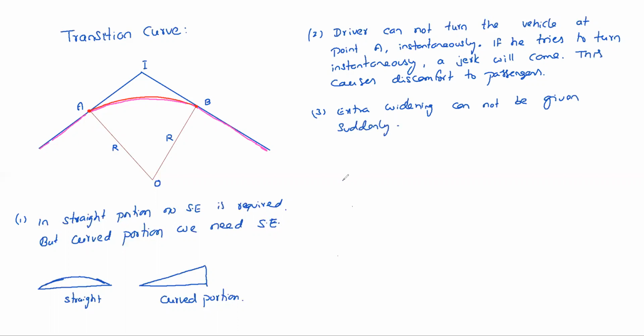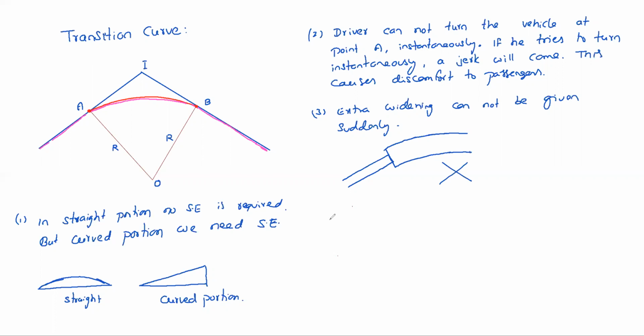That means, suppose this is the straight portion, then in the curved portion we need extra widening, right? So we cannot give it like this. It cannot be given like this. Smoothly, gradually, we need to increase the width from the straight portion to the curved portion width. The curved portion width is more and the straight portion width is less because of the extra widening. So that extra widening has to be given gradually, not instantaneously like this. So what is the solution for all these problems?